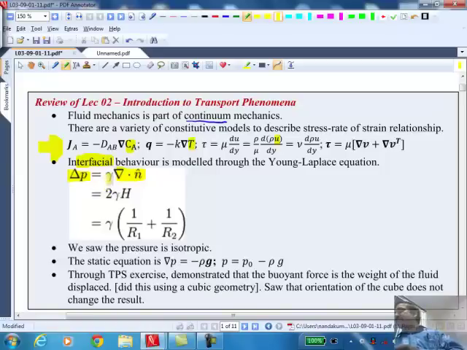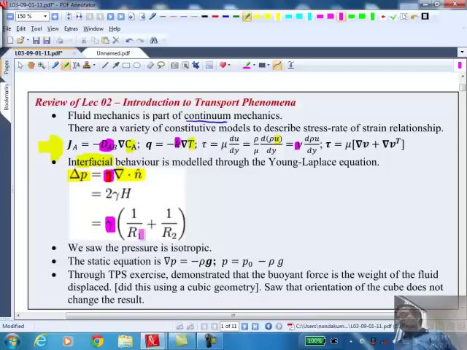Just like in the previous case, we had one equation defining diffusivity, a second equation defining thermal conductivity, and another equation defining viscosity. The Young-Laplace equation defines a new property called the surface tension, which is a manifestation of imbalances in forces at the molecular level at an interface. That is the property, and 1 over R1 and 1 over R2 are the two principal radii of curvature.